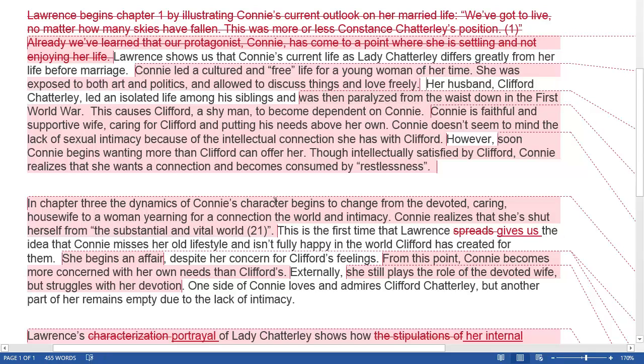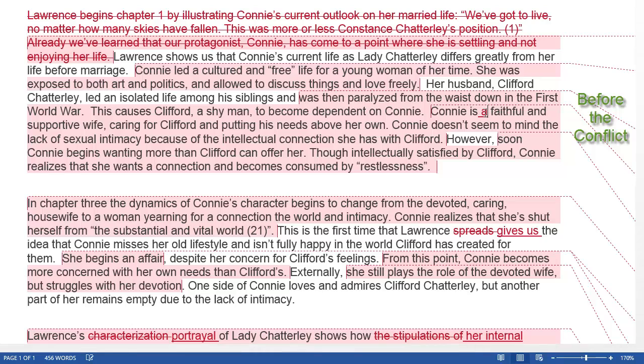Her husband Clifford Chatterley led an isolated life among his siblings and was then paralyzed from the waist down in the First World War. This causes Clifford, a shy man, to become dependent on Connie. All right, so back to Connie, and that's what this post is about. Connie is a faithful and supportive wife, right? So that's the beginning.